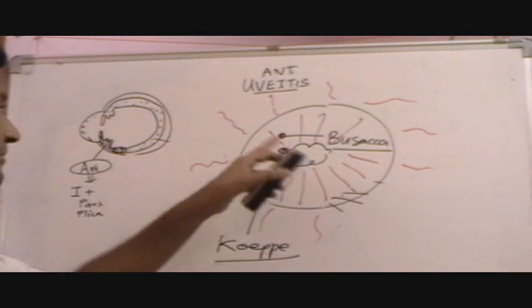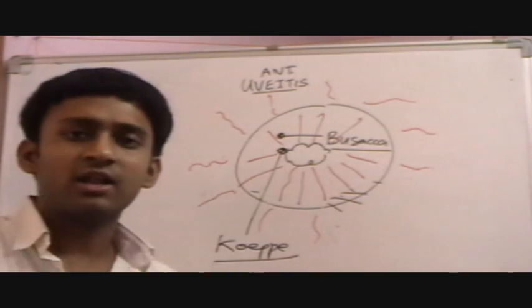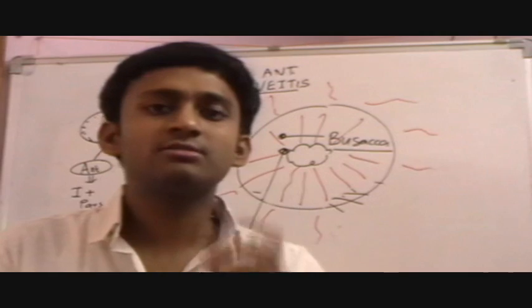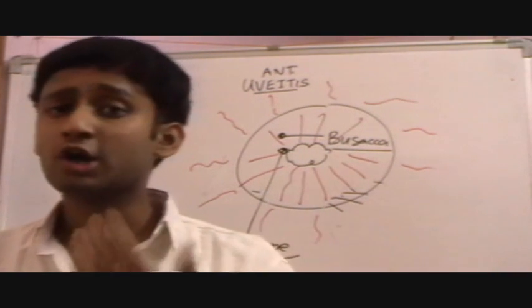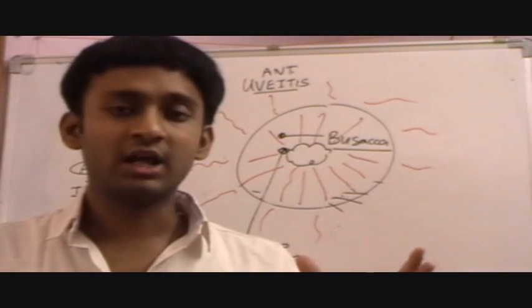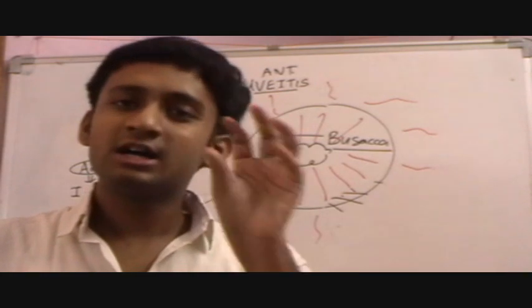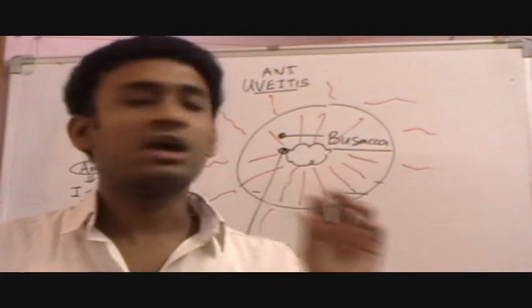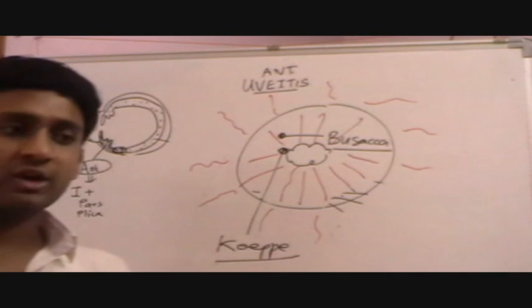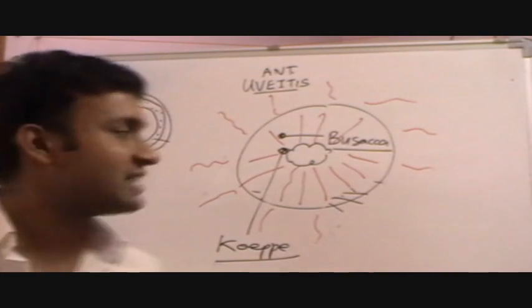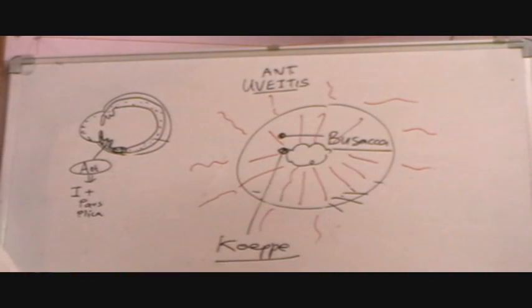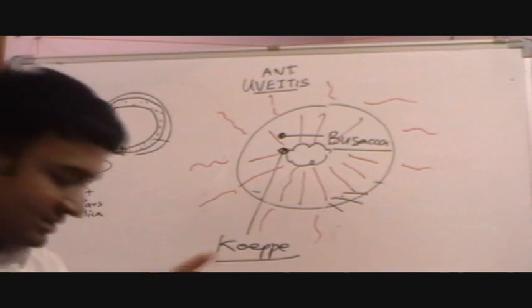Now, we'll talk about something about the pupil. Understand, the pathognomonic feature of uveitis is miosis. In glaucoma, you have a fixed dilated pupil, whereas in uveitis, you have a shrunken, small, miotic pupil. So when I give a mydriatic, there's going to be irregular enlargement of the pupil. Why does it happen? Let us see.